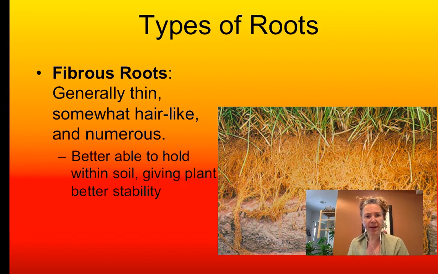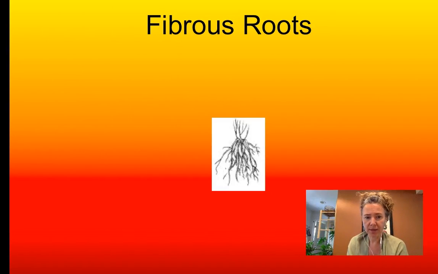Fibrous roots we find in things, for example, like turf grass, where, because they're more fine and spread out, they're able to really root a plant in place, in an area where a plant would need greater stability. Again, they're carrying out the same functions, but their structure, instead of having one primary root, is going to be a lot more fibrous and hair-like. Again, very common in turf grass.